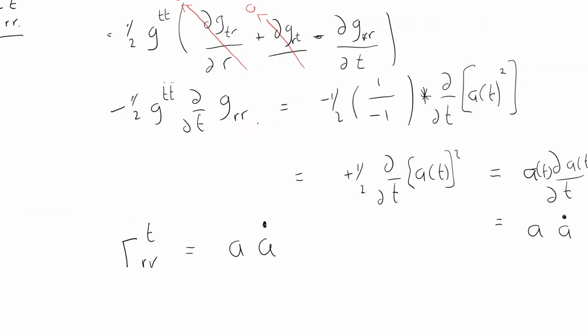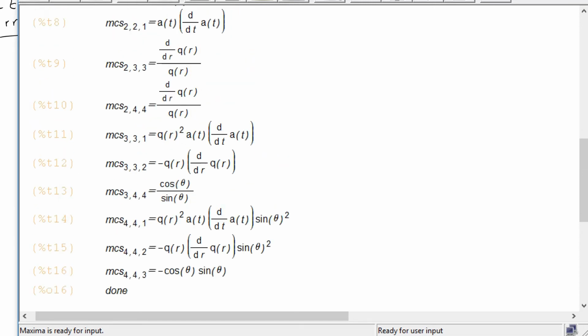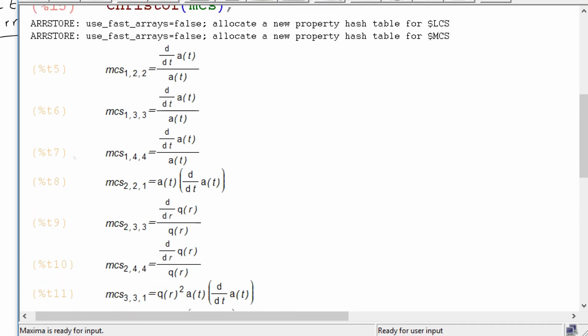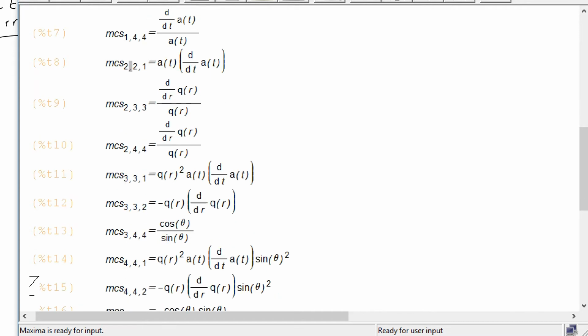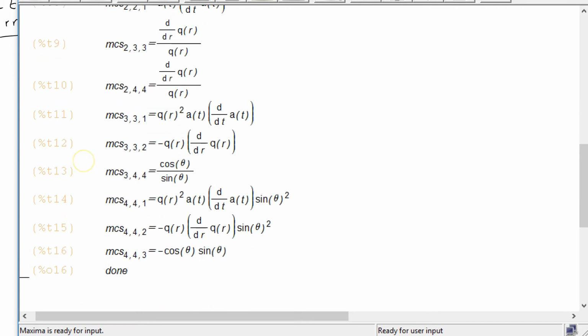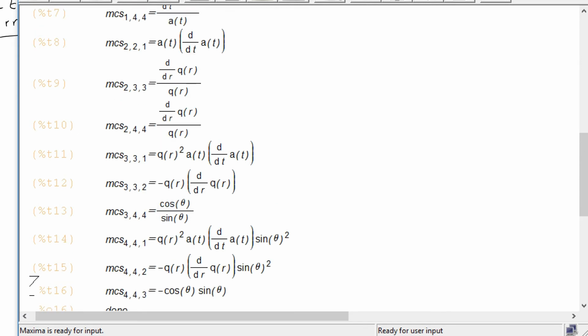So we've used Maxima to calculate the Christoffel symbols. And how many non-zero ones have we got? We've got 1, 2, 3, 4, 5, 6, 7, 8, 9, 10, 11, 12 non-zero terms. So 12 non-zero out of 32, which is an indication that we've chosen a reasonably sensible coordinate system.